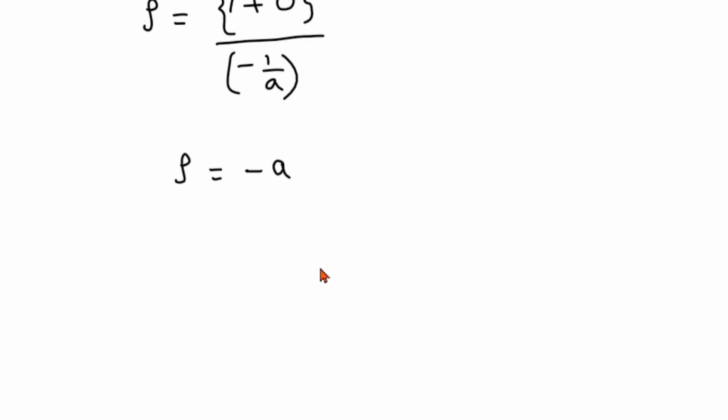But since the radius of curvature represents a length, it cannot be negative. Therefore we take the modulus on both sides. So we get the radius of curvature equal to a. That will be the required solution.